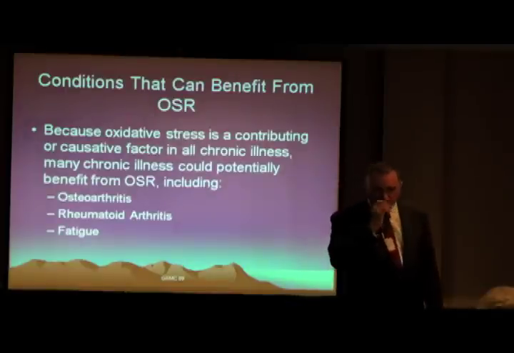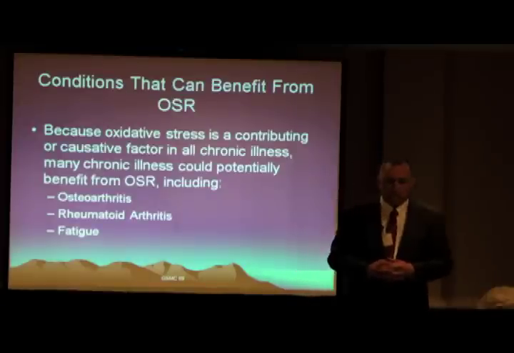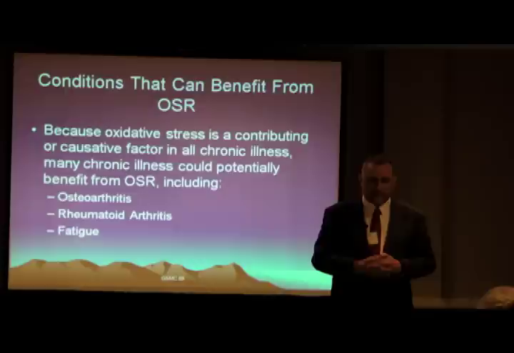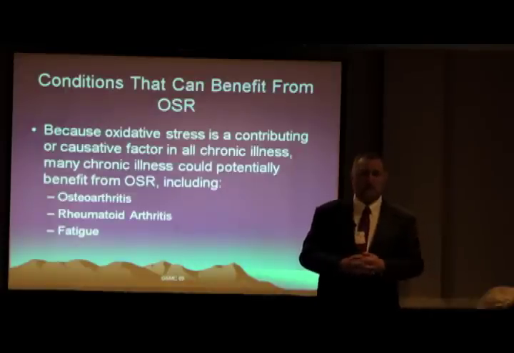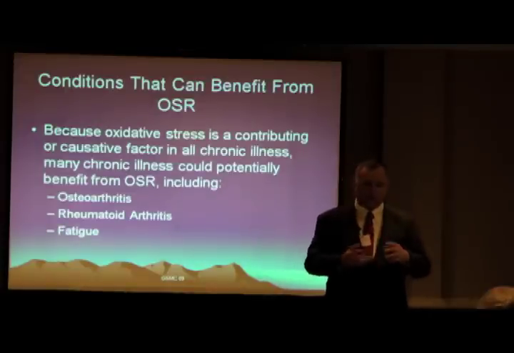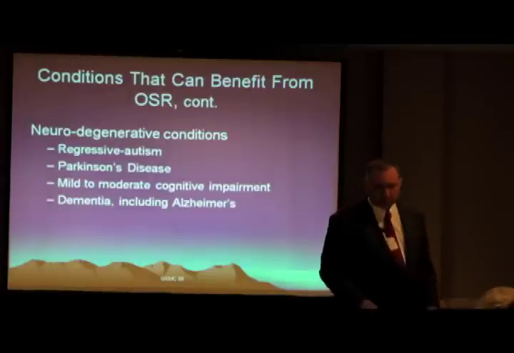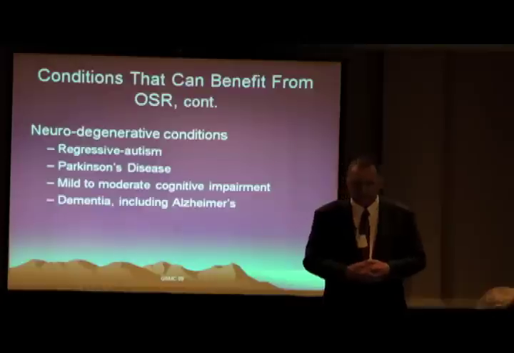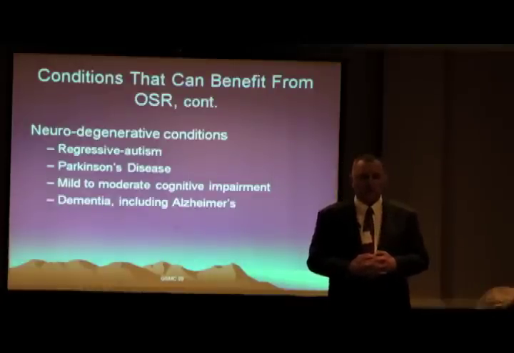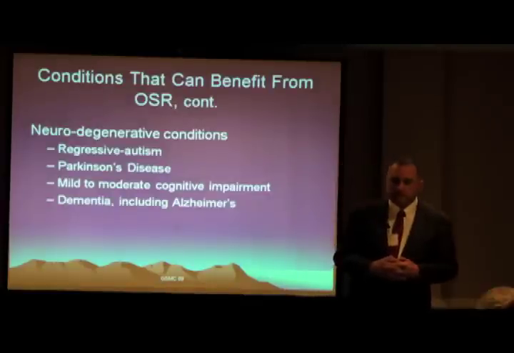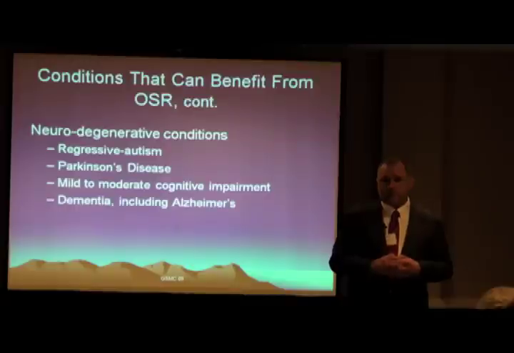Now, conditions that can benefit from OSR are really those that are usually related to or caused by oxidative stress. And of course, oxidative stress is a contributing factor in almost all chronic illnesses, including osteoarthritis, rheumatoid arthritis, and neurodegenerative conditions, including regressive autism, Parkinson's disease, mild to moderate cognitive impairment, and dementia, including Alzheimer's.